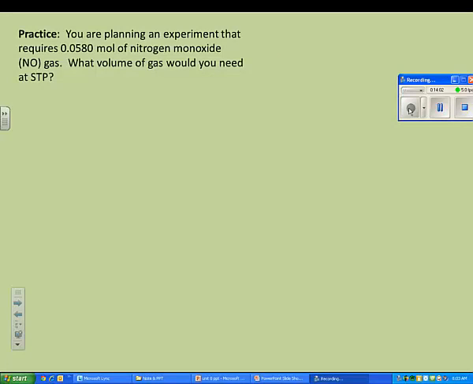Okay, the next question. If you read it, you might see this STP stuff. Don't be distracted by other words in the question. Keep your focus on what we're doing with this unit. STP means nothing to you right now. It'll mean something next unit, but right now it doesn't mean anything. All you know is you've got moles of nitrogen, and you're trying to find the volume of gas.